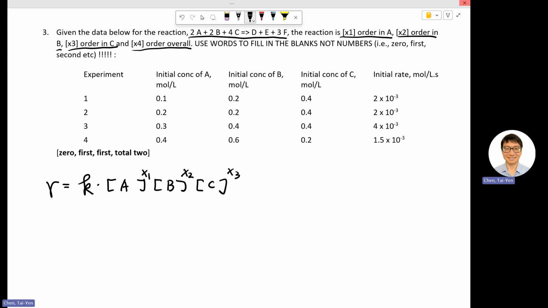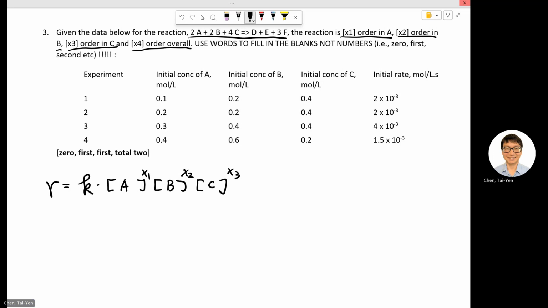That is the first step to solve this problem. Any problems for this step? Make sure you can write this down first, and then let's get started.